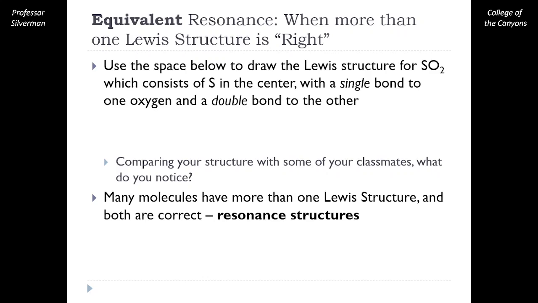One last piece to consider to complete our Lewis theory discussion is this idea of resonance. Sometimes we can draw multiple Lewis structures that are equally as good. We have a prompt here. Can we draw the Lewis structure for SO2, sulfur dioxide? Take a moment, see if you can draw your version.